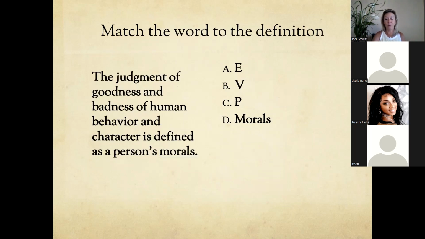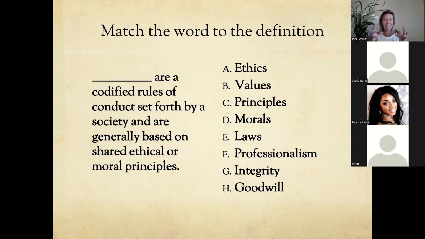Oh, goodness, we have one more. Okay, I thought we were done. If you need to go right at 1 o'clock, it's now 1 o'clock Eastern, so you can hit the road. So match the word to the definition. Blank are codified rules. What does codified mean? It means coded, written down, like written in stone. Blank are codified rules of conduct set forth by a society, generally based on ethical and moral principles.